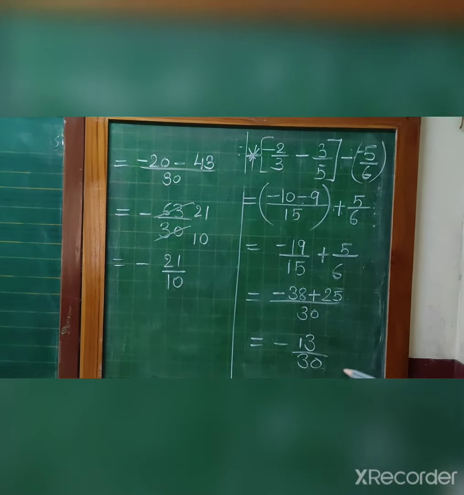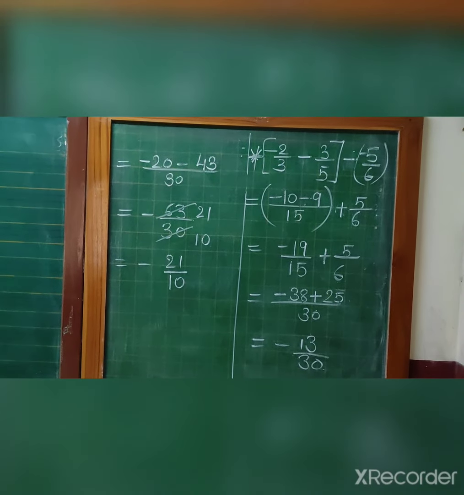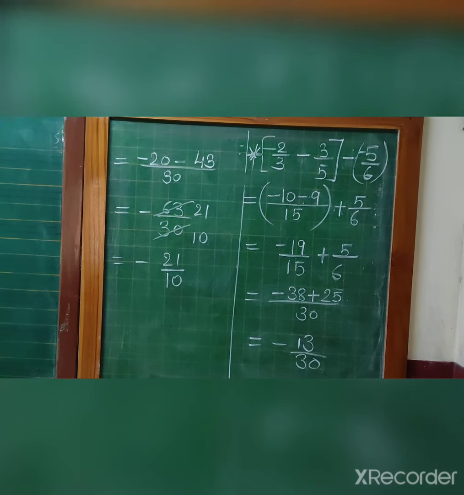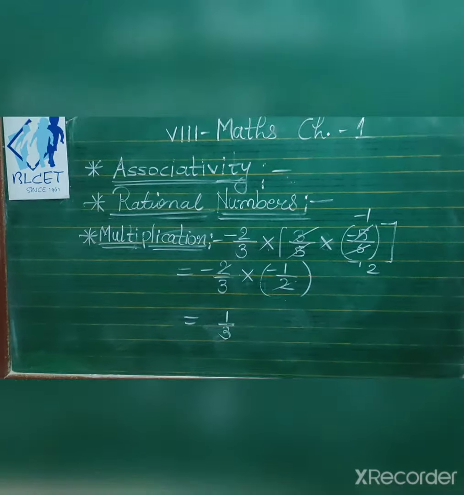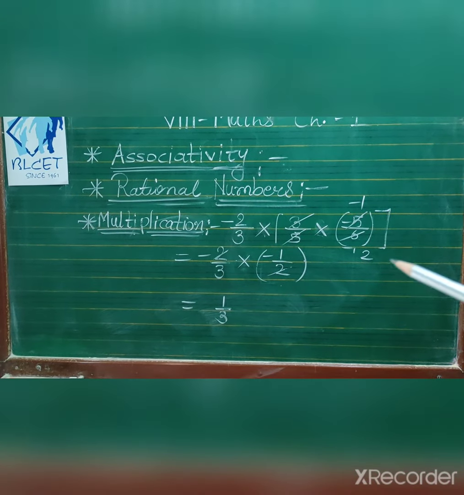You can see both the values are not equal, both the rational numbers are not equal, so subtraction is not associative for rational numbers. Now see here, multiplication, minus 2 upon 3 into 3 upon 5 into minus 5 upon 6.